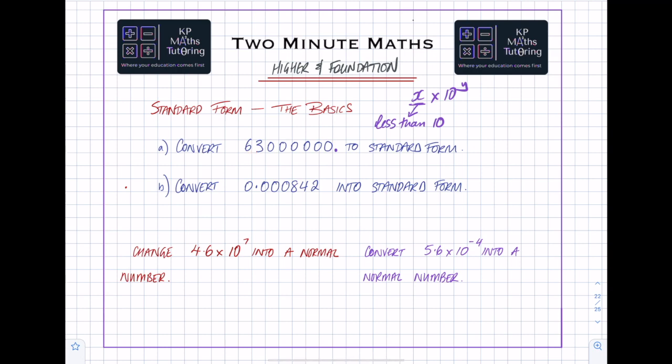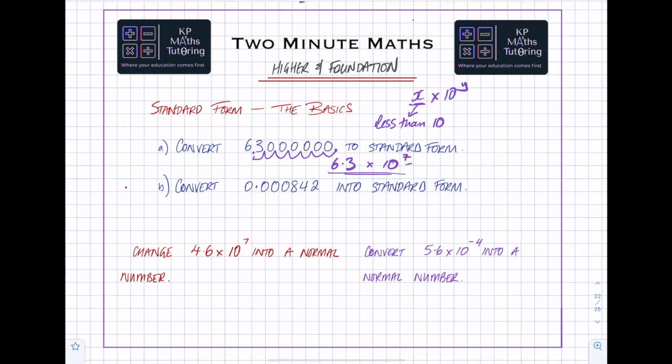So I can move the decimal to here, and that would make this number less than 10, but also greater than 1. So it's going to become 6.3, and it's times by 10, and we're looking at how many spaces we move this decimal. So 1, 2, 3, 4, 5, 6, 7. So it's 6.3 times 10 to the power of 7. So if you've got a really big number, it will be a positive indice.